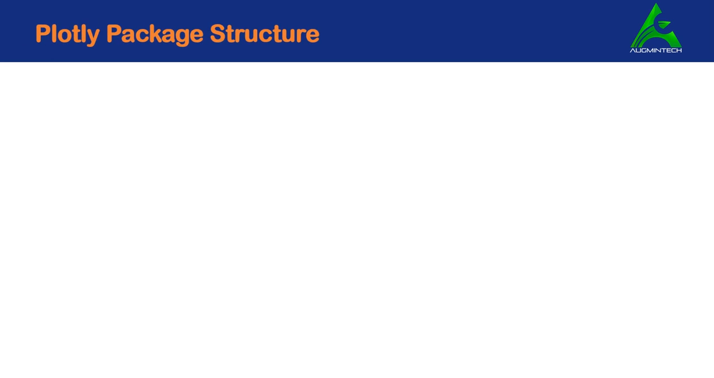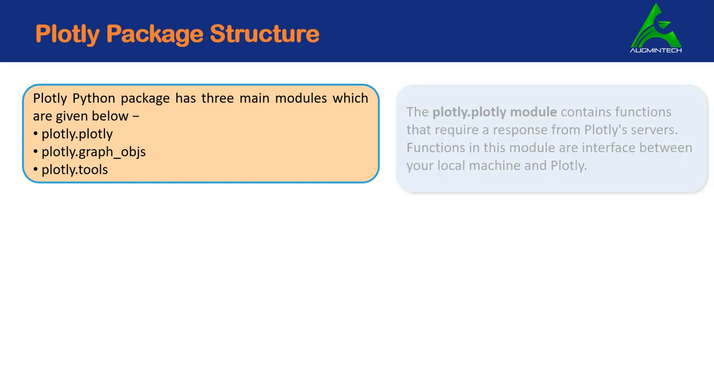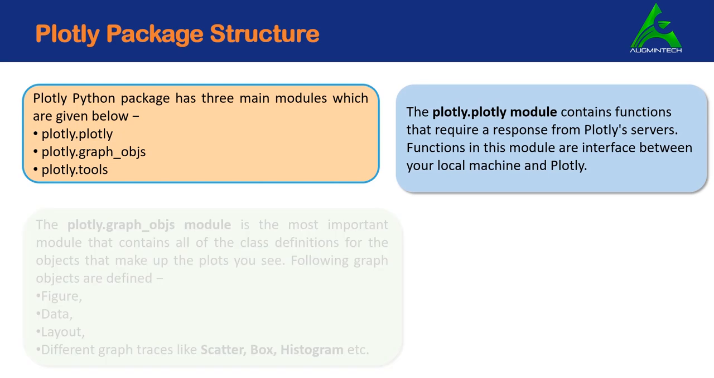Now let's see the Plotly package structure. The Plotly Python package has three main modules, that is plotly, plotly.graph_objs, that is objects, and then plotly.tools. The plotly module contains functions that require a response from the Plotly server. The functions in this module are an interface between the local machine and Plotly.